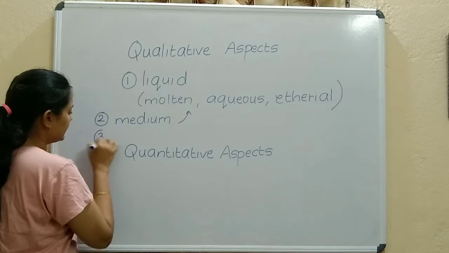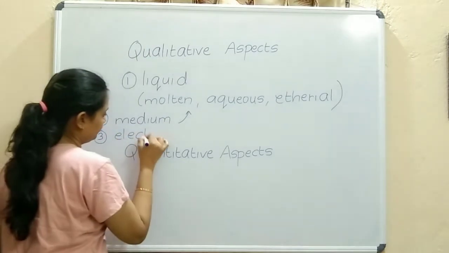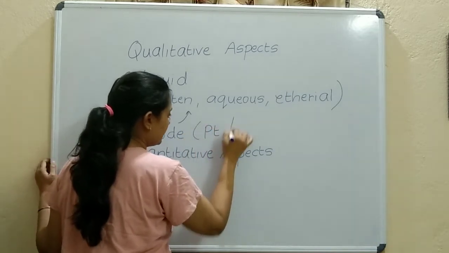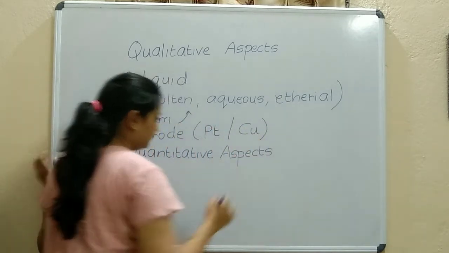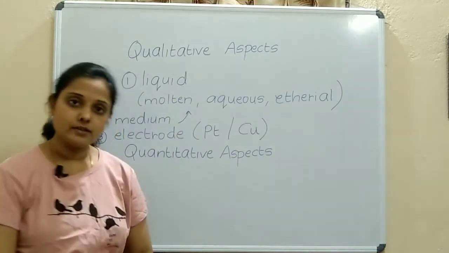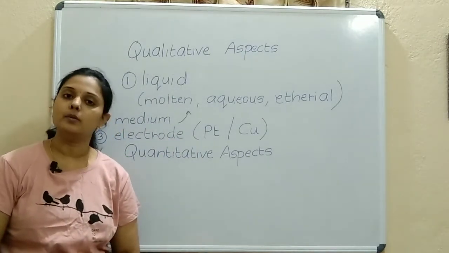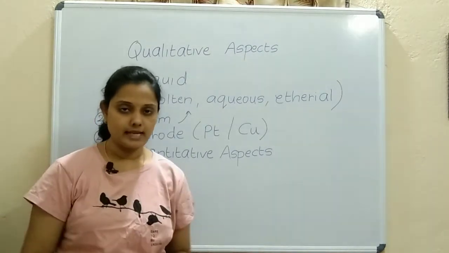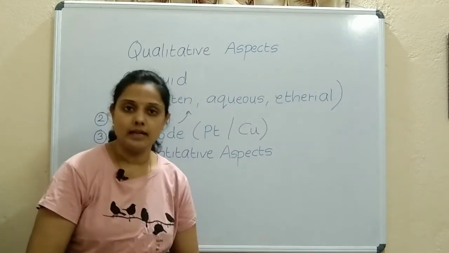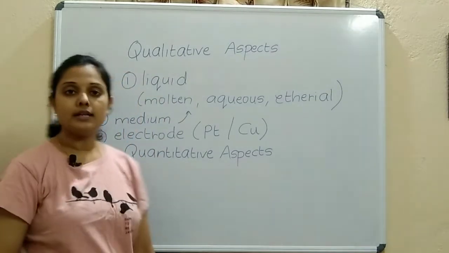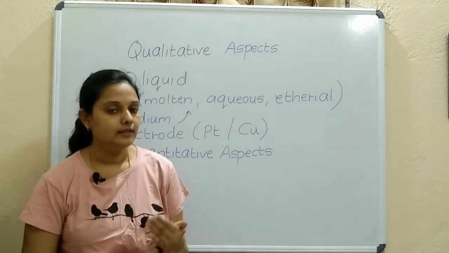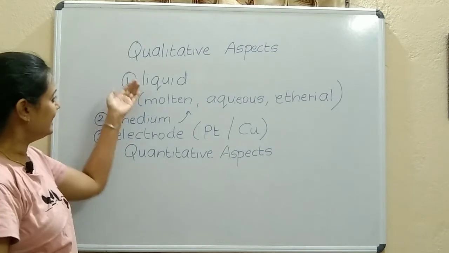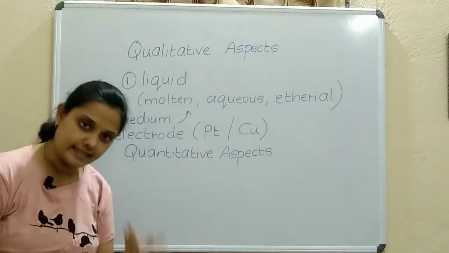And the third one is the electrode. The electrode can be platinum or any active metal, like copper. Platinum is inert in nature, so if we are using a platinum electrode, it will not take part in the reaction when electrolysis takes place, when splitting of the electrolyte takes place. But when you are using copper, that will also take part in the reaction, right. So these are the three aspects in qualitative.